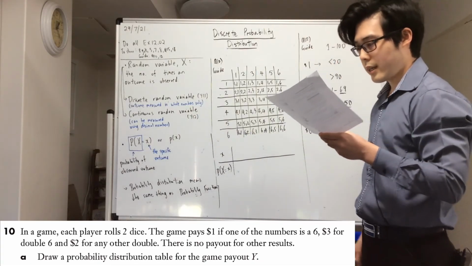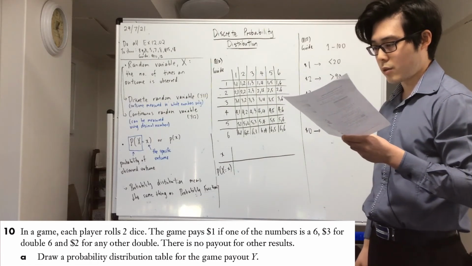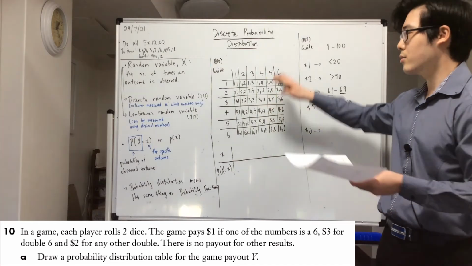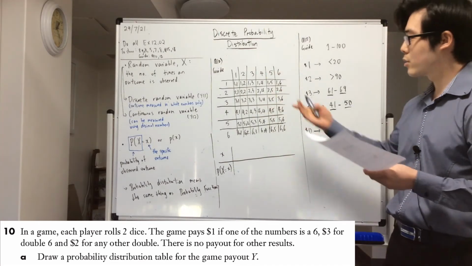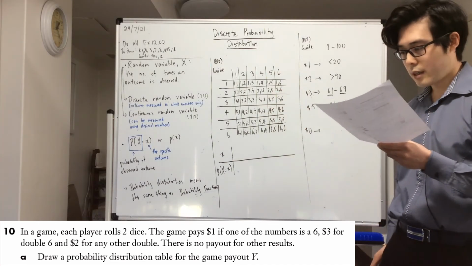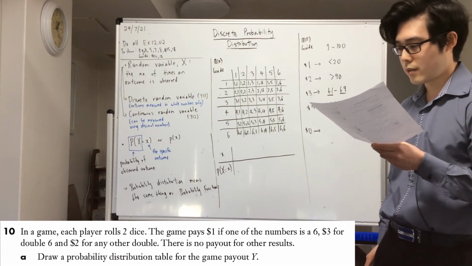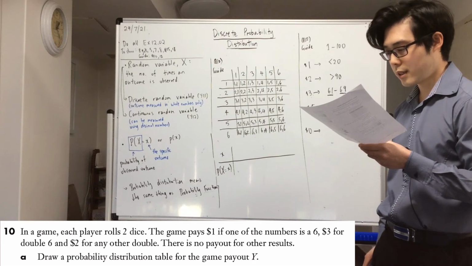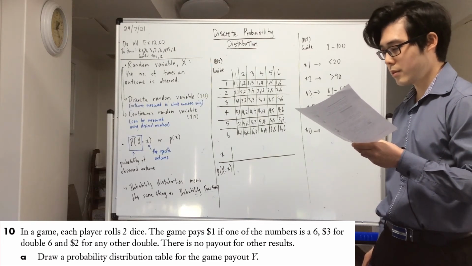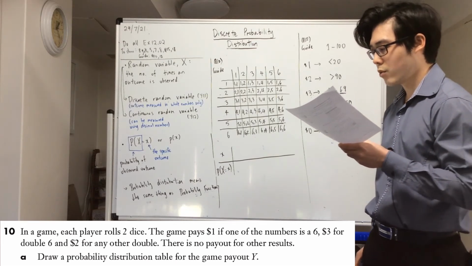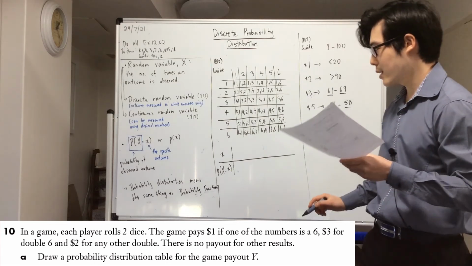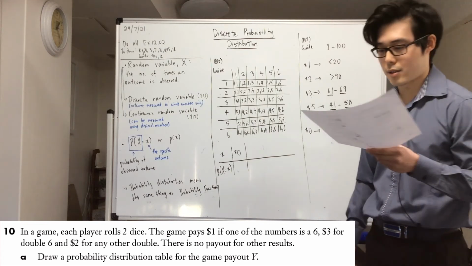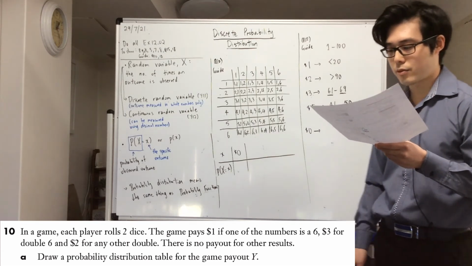Question 10. In a game, each player rolls 2 dice. As soon as you see the word 2 dice, unfortunately, you do need to draw this table up and use that. I've got one here for you to use. The game pays $1 if one of the numbers is a 6, $3 for double 6, $2 for any other double. There is no payout for other results. So keep that in mind. That means $0, because that's obviously a number you can get as well. Draw a probability distribution table for the game payout.